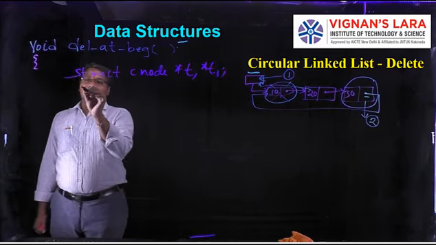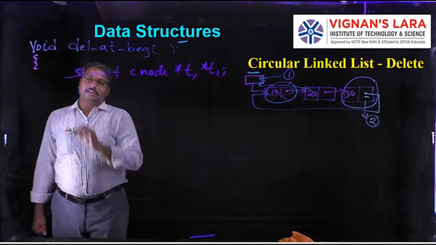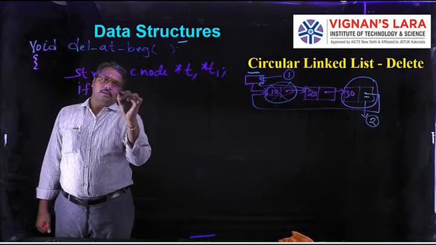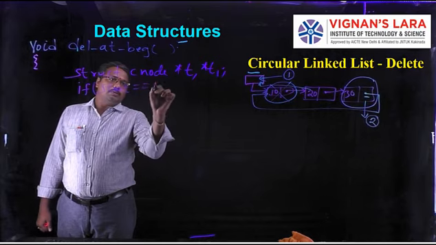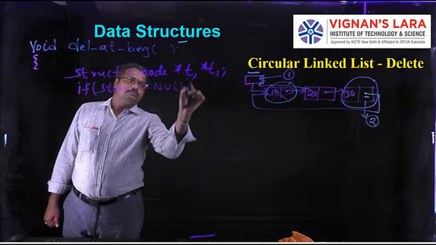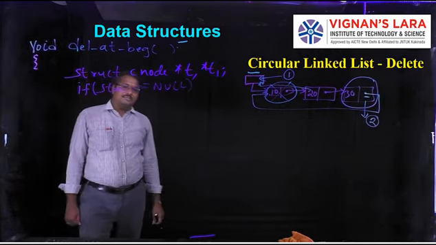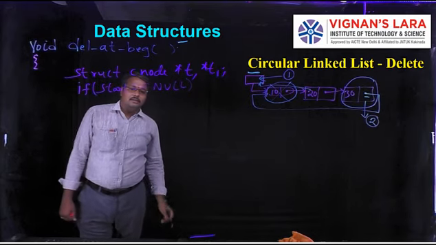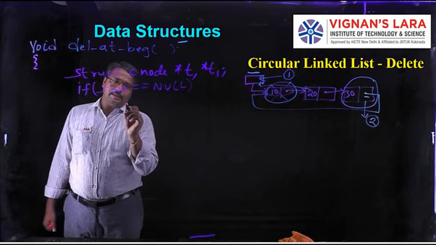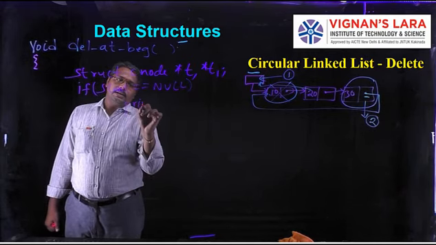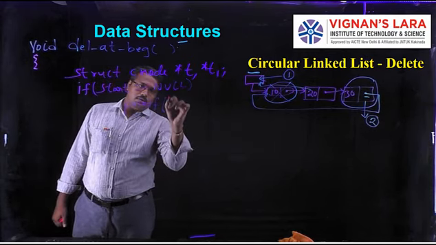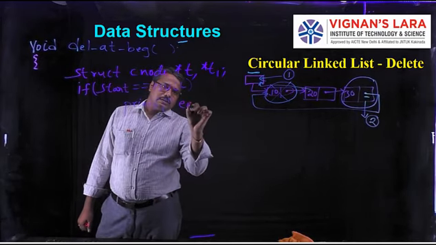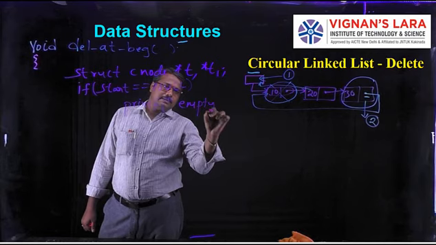So the first case is common. The case is called if the start pointer has null, meaning the starting value is null. It means that the circular linked list is empty. So in that case, printf circular linked list is empty.